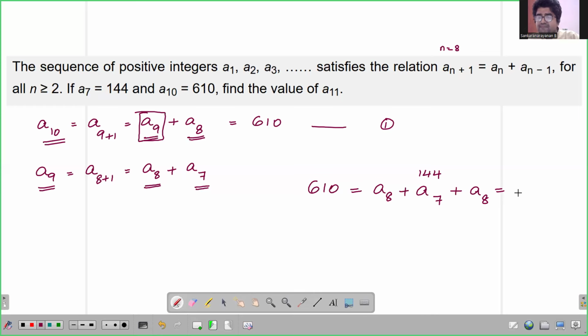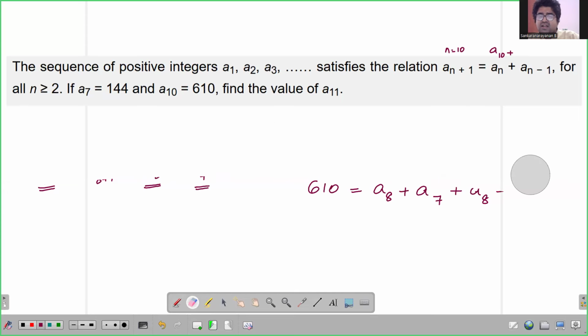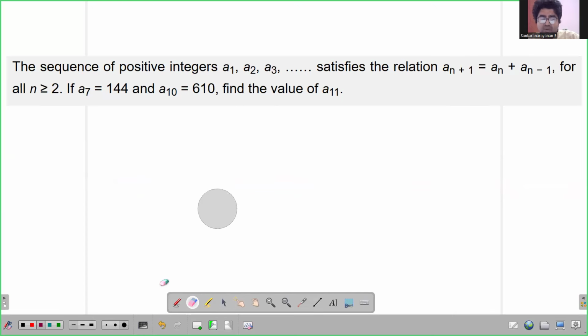If I get A8, will it be possible for me to get the value for A11? A11 means I should be putting the value for n as 10, right? Then I will get A11, that is nothing but A10 plus A9. But again, I'm missing something. Let me just see whether I can get the result here.